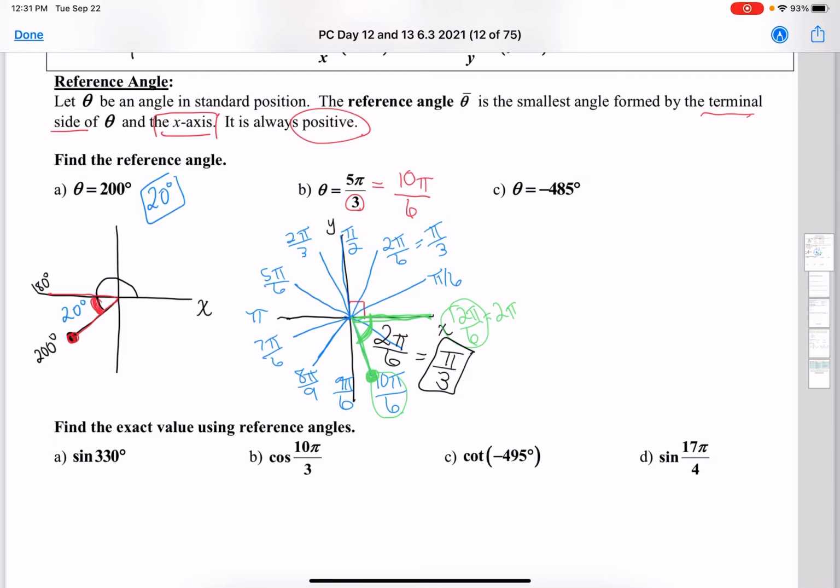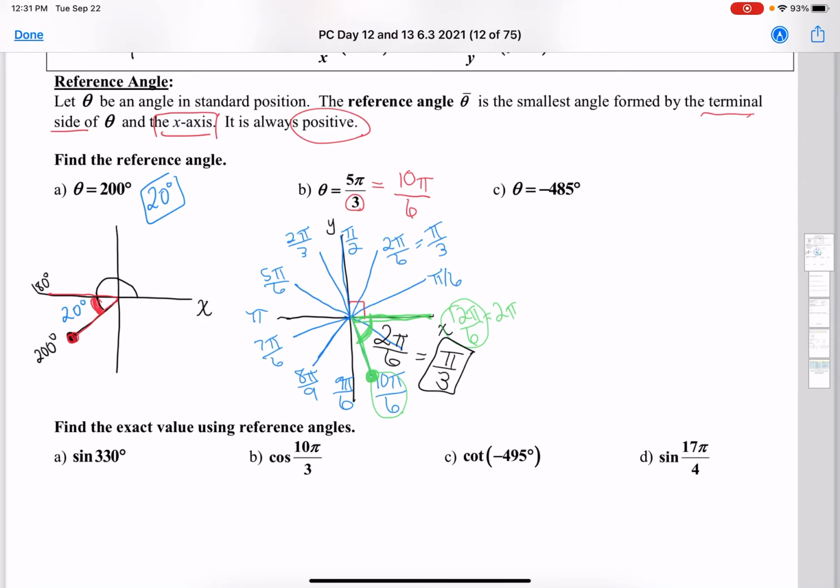And notice pi over 3 and 60 degrees, those are both angle measures less than 90 degrees. So those would both fall in the first quadrant. And that's the whole point of reference angles, is we're trying to get angles that fall in the first quadrant so we can more easily find our exact values, meaning those coordinate pairs.